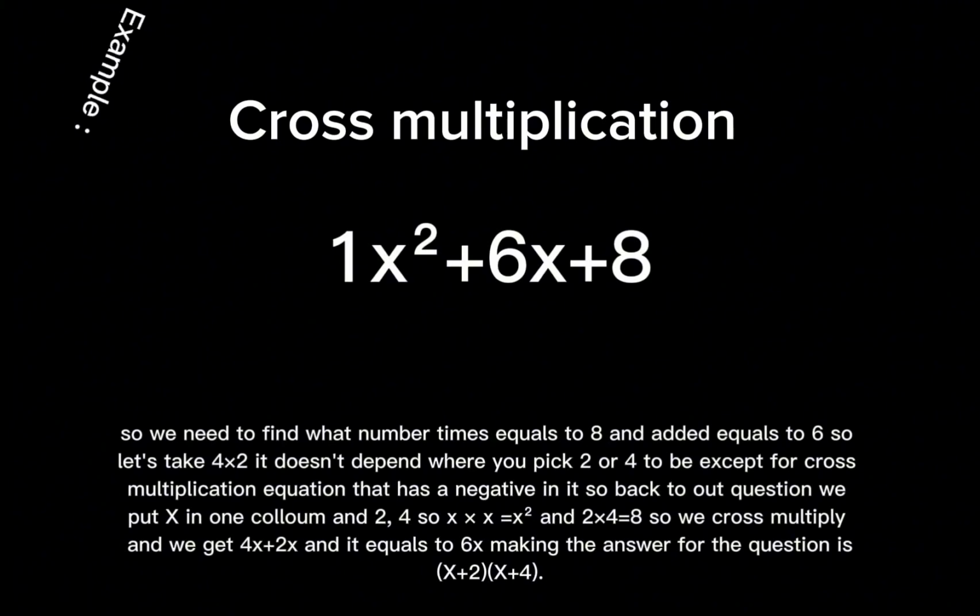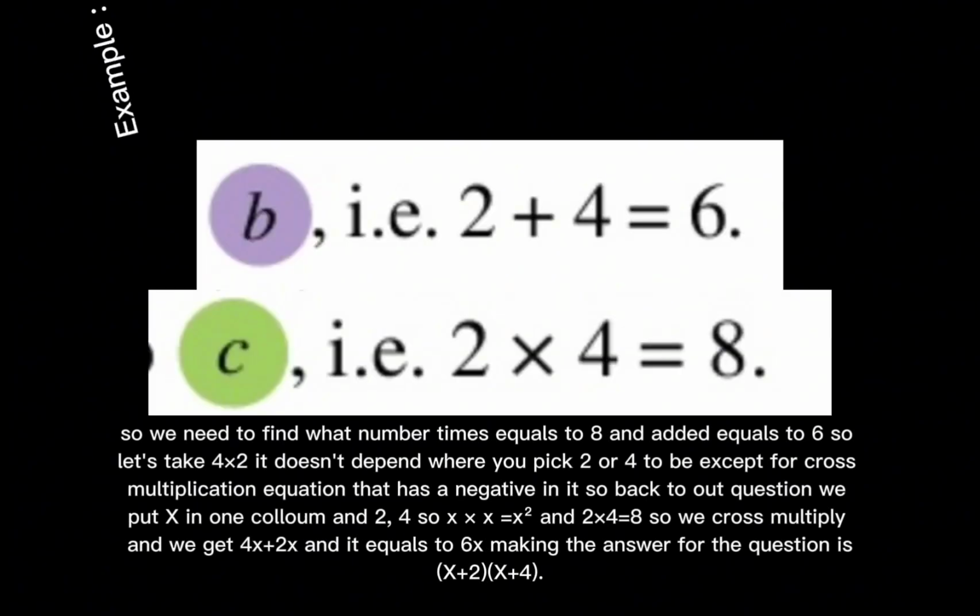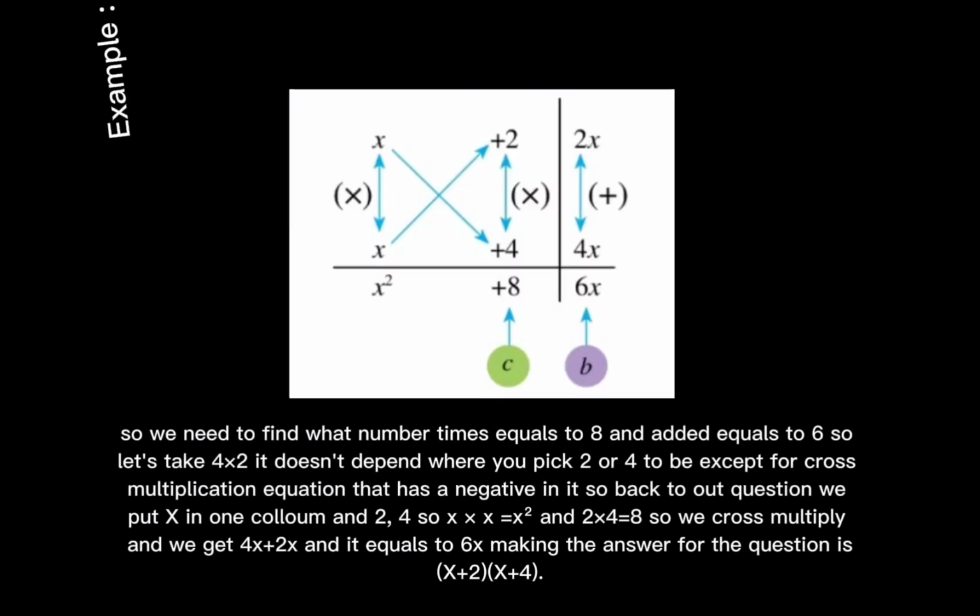So I chose to solve this question: x squared plus 6x plus 8, so we need to find what numbers multiply to equal 8 and add to equal 6, so let's take 4 times 2. It doesn't matter where you place 2 or 4, except for cross multiplication equations that have a negative in them. Back to our question, we put x in one column and 2, 4, so x times x equals x squared, and 2 times 4 equals 8, so we cross multiply and we get 4x plus 2x, which equals 6x, making the answer (x plus 2)(x plus 4).